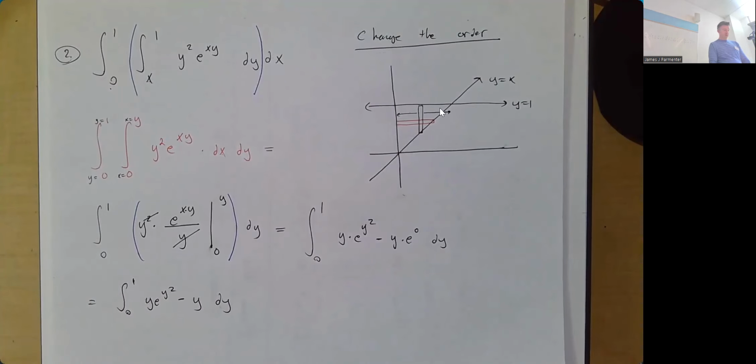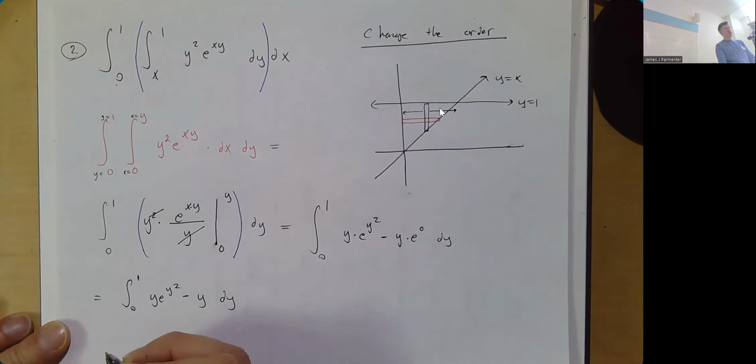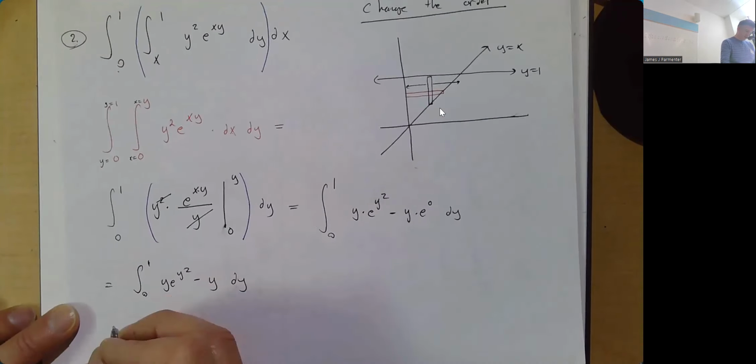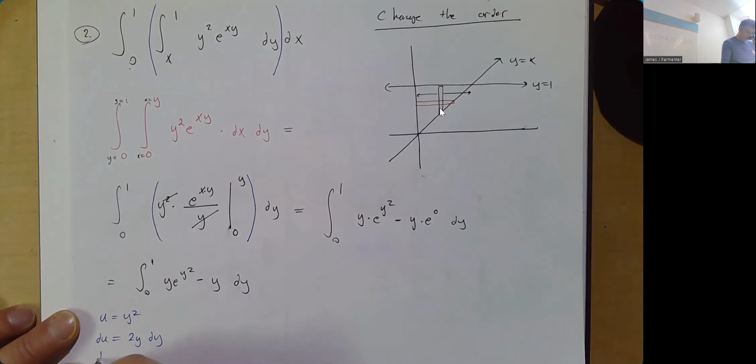Y e to the y squared requires u substitution. Y is just easy to integrate. So if we do a u sub here, I feel like you get away without doing a u sub actually, but let's do the u sub real quick. If u is y squared, du is 2y dy. So 1/2 du is equal to y dy.